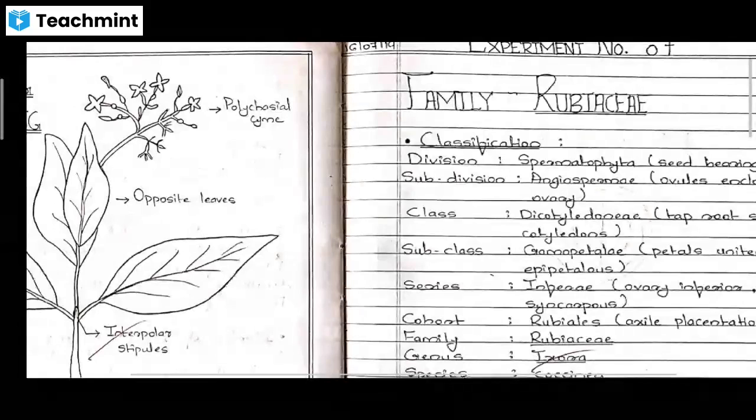This Rubiaceae comes under the division Spermatophyta, that is seed bearing plants. Then the subdivision is Angiospermae, that means the ovules are enclosed in the ovary. Then it comes under the class Dicotyledonae. That means dicotyledons are characterized by a taproot system, two cotyledons, and reticulate venation.